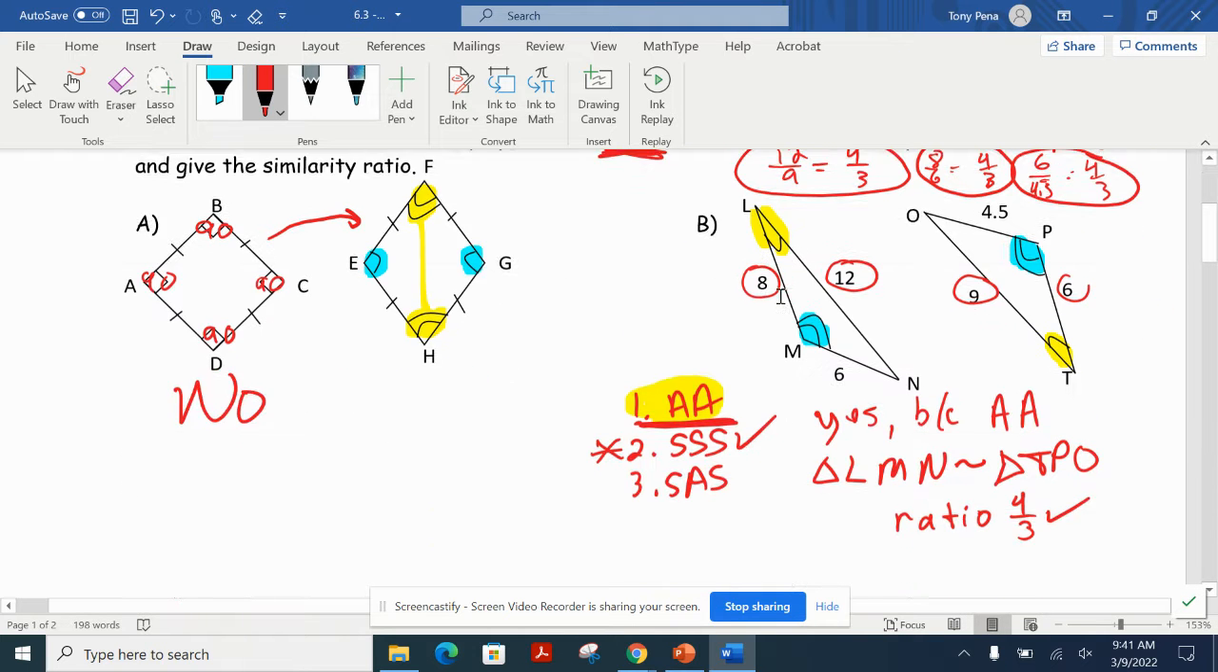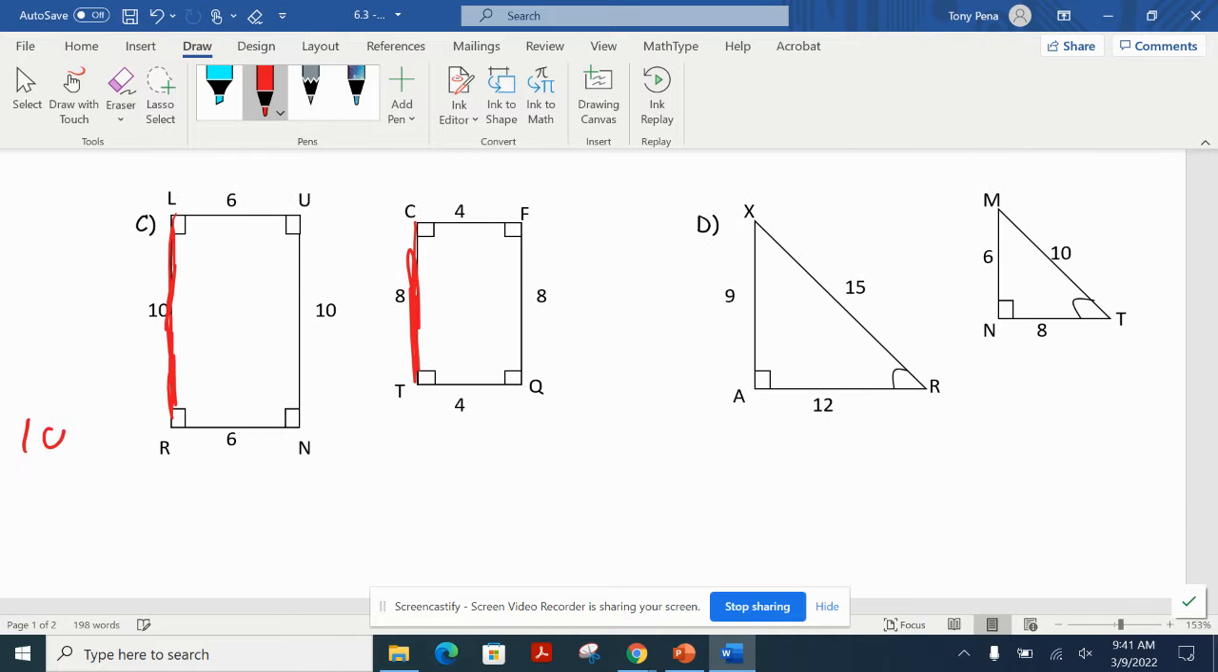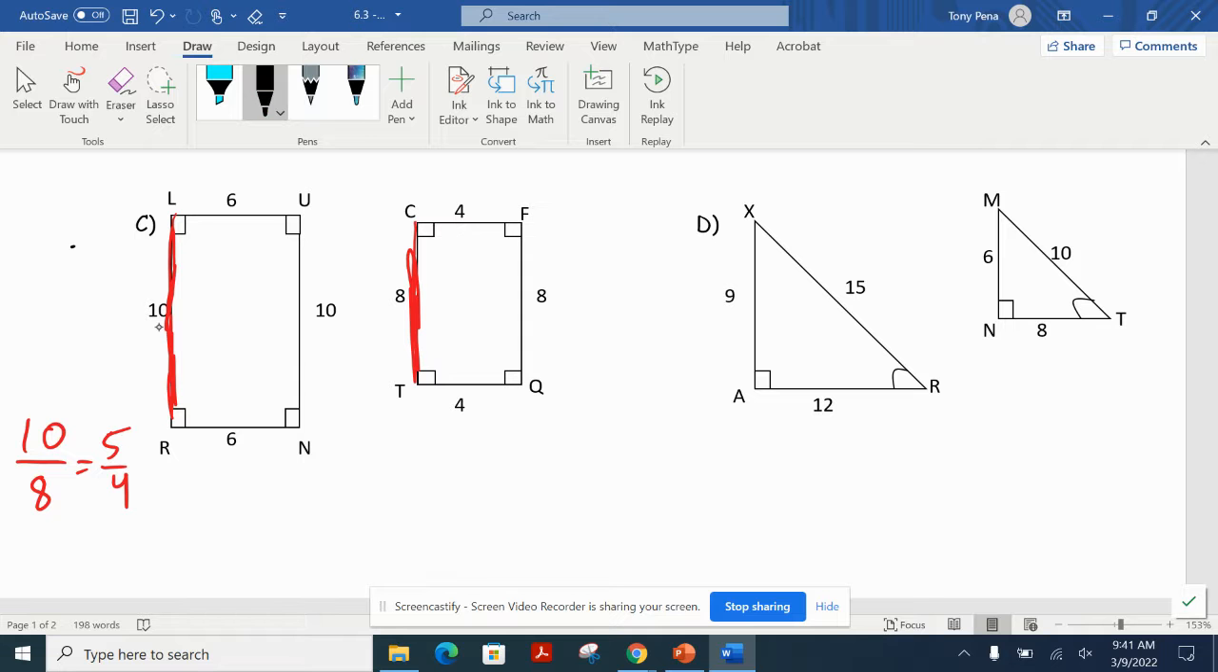Now all the corresponding sides need to have the same ratio. So we'll go left side first. I'm going to take this left side and compare it to that left-hand side. That ratio would be 10 to 8, which if we reduce down is 5/4. Then we'll do the top side, compare it to the top side. That ratio would be 6 compared to 4. Will 6 compared to 4 reduce down to be this 5/4? No, that's going to reduce down to be 3/2.